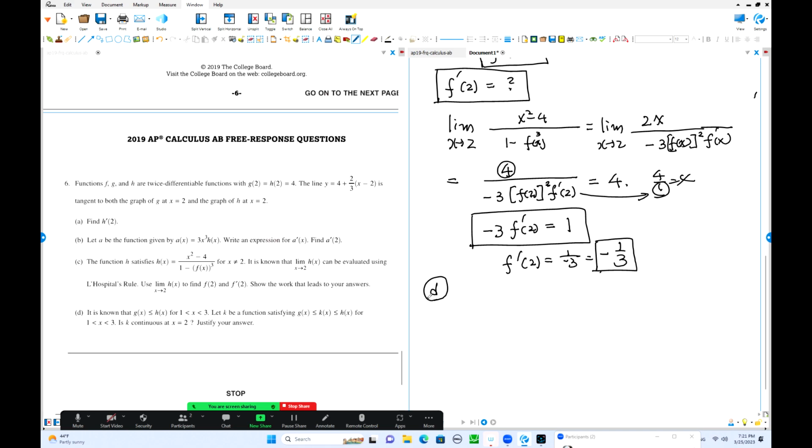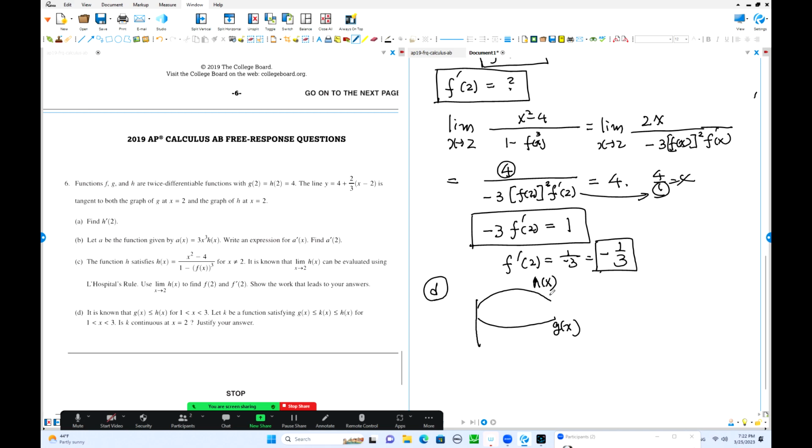H of x is always higher than G of x on this interval, 1, 2, 3, okay? K is a function satisfying another condition between these two for x in 1 and 3, okay? K is continuous at x equals 2. Try this one, okay? So it looks like this. H of x is greater than G of x in this way. Roughly like this, we can say, okay? H of x, this is G of x, already higher than this one.